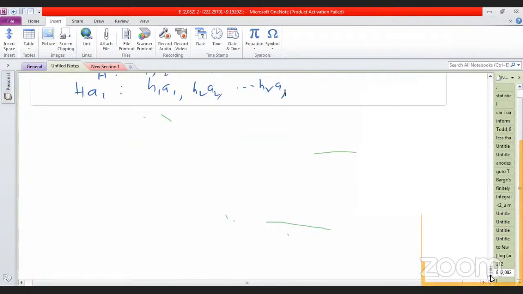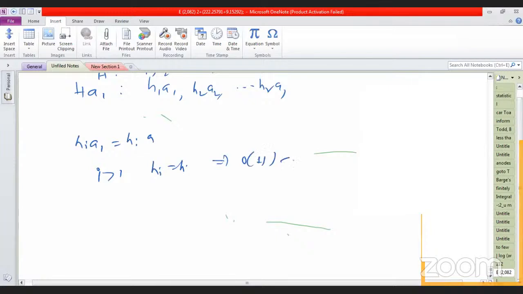So therefore, now all the entries of H a1 are distinct. What is the meaning of distinct? Means different. It is different elements. So therefore, hi a1 is equal to hj a1 for some i not equal to j. So therefore, hi is equal to hj, which is a contradiction. So there is a contradiction we are getting here. So therefore, a1 is equal to h1 inverse hi.